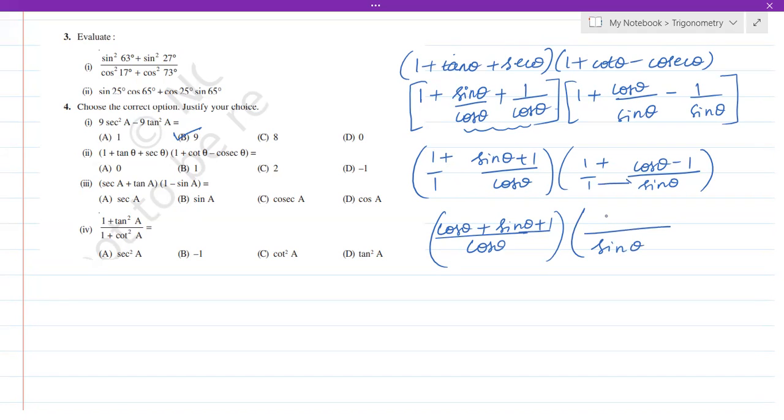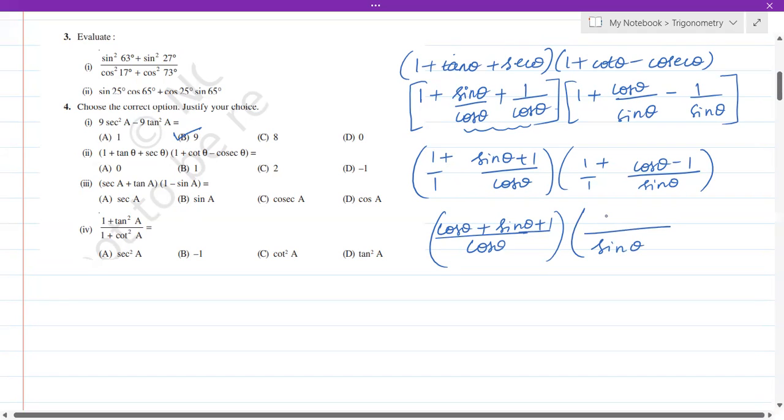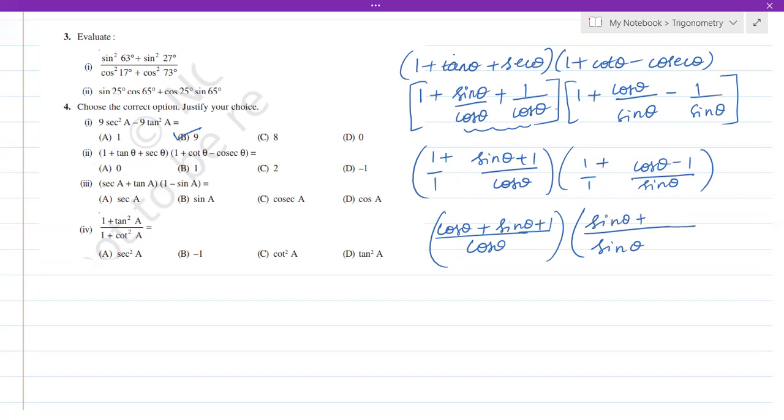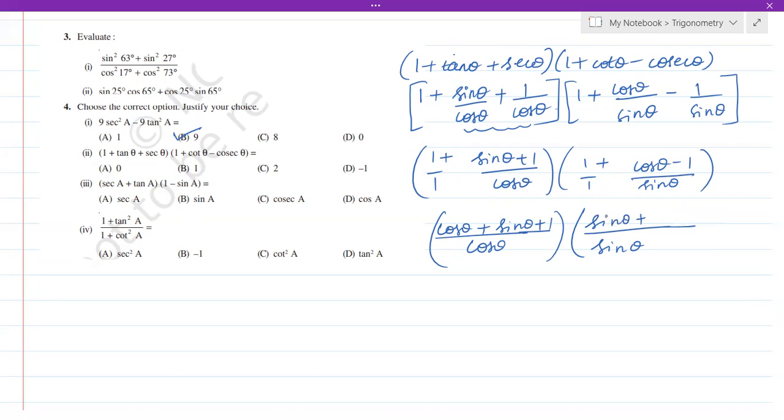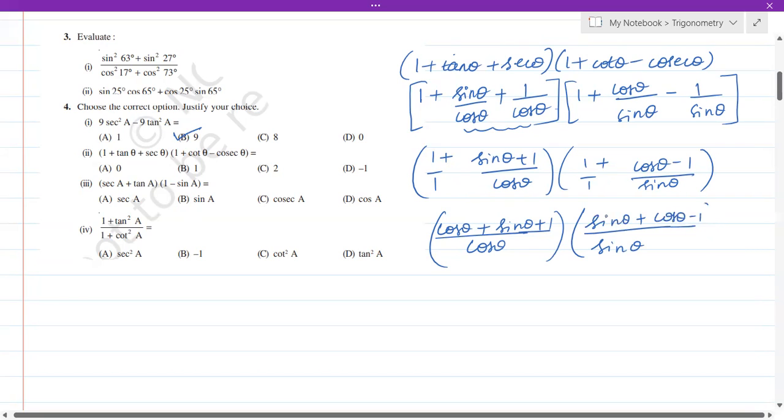Crisscross. First I multiplied the denominator, 1 into sine theta, sine theta. Now the numerator and denominator: 1 into sine theta is sine theta, plus 1 into cos theta minus 1. This is what we actually have to do, but 1 multiplied by anything is the same thing. So it becomes cos theta minus 1.